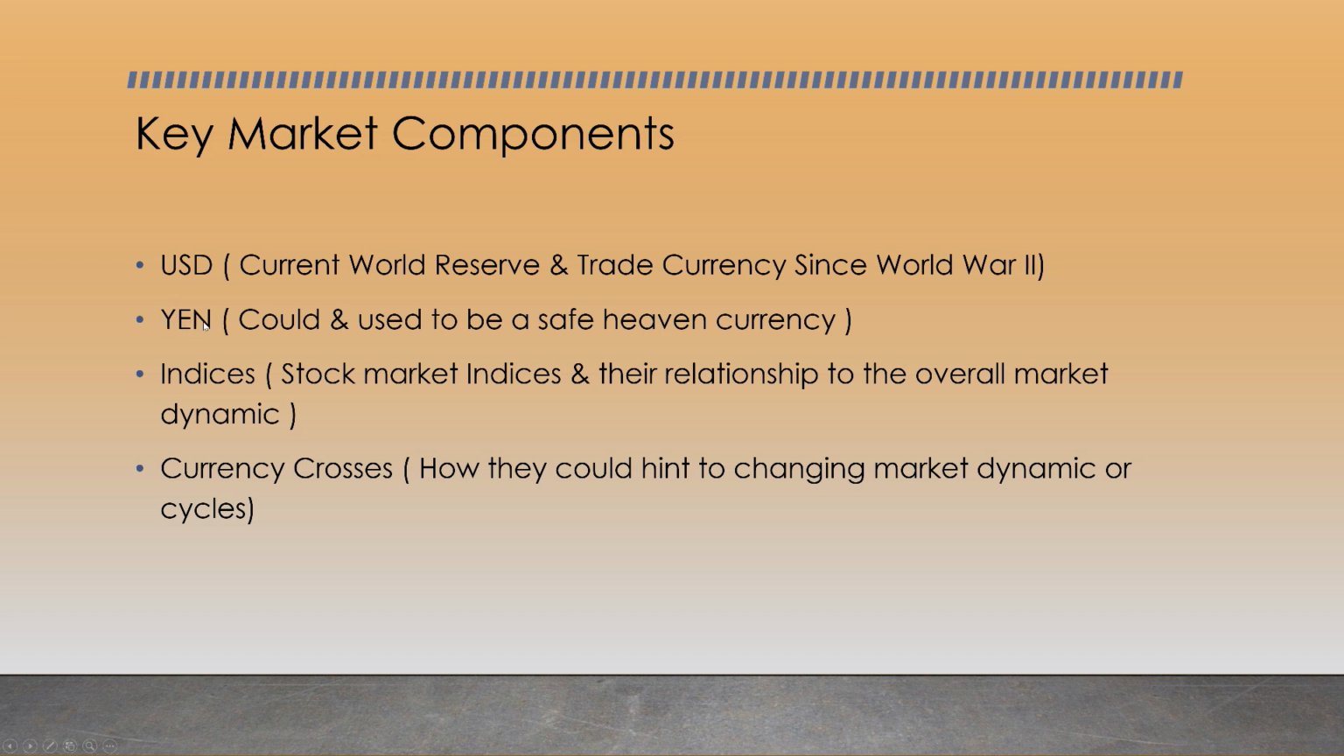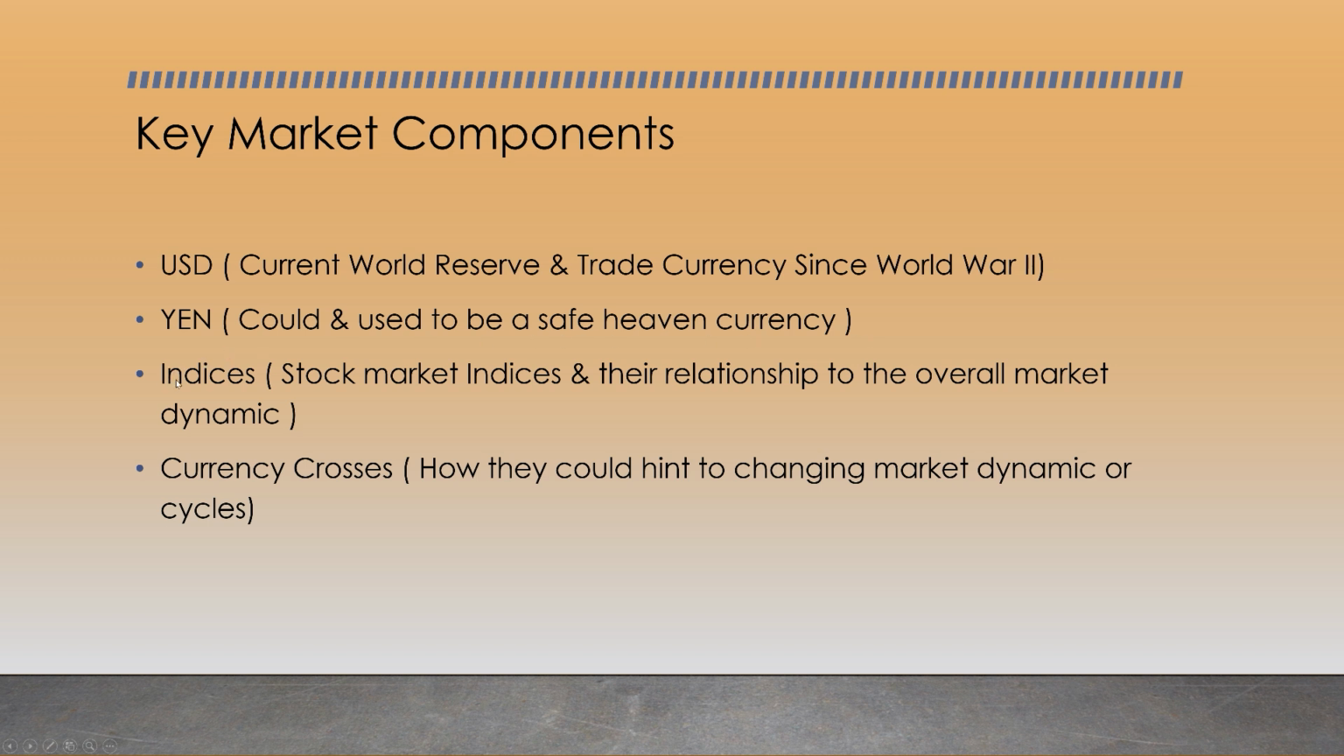Secondly, we have the yen, which is also a safe haven currency in certain dynamics and situations of the market, especially when there is uncertainty. You will tend to see the dollar yen drop sharply, as well as big spikes in the gold in some of those dynamics. So it's still considered to be a safe haven currency together with the gold.